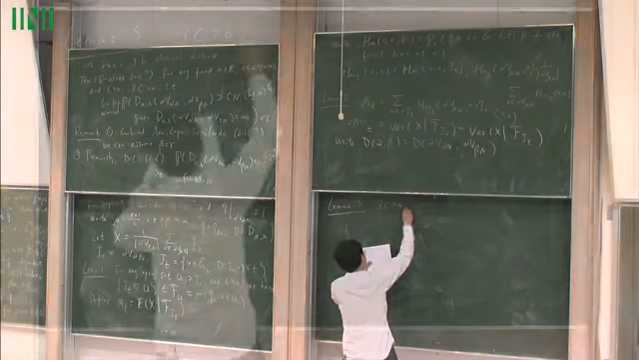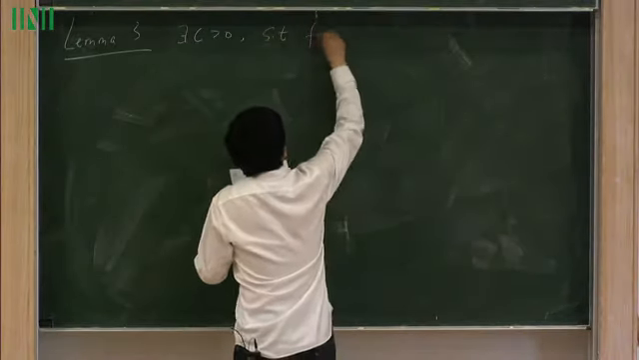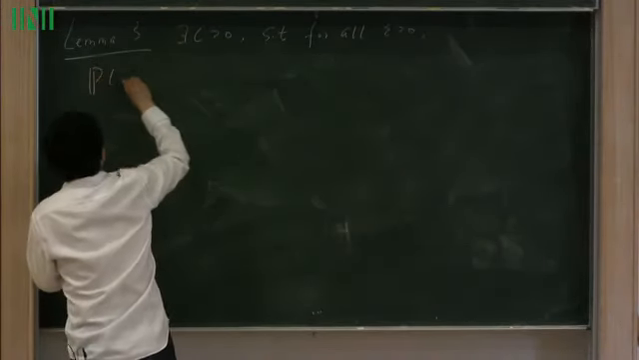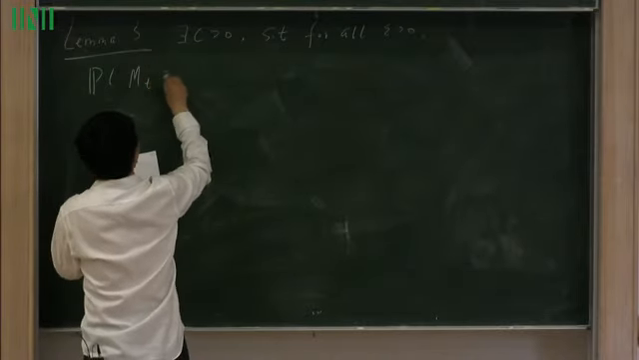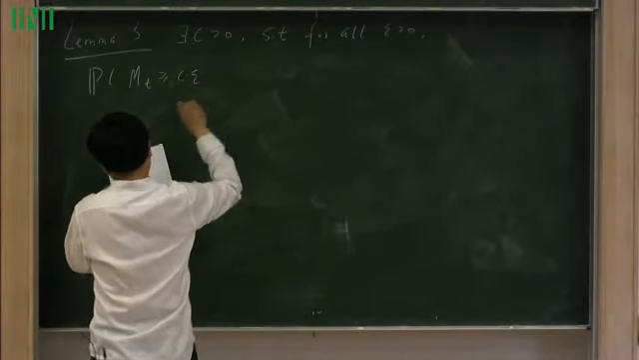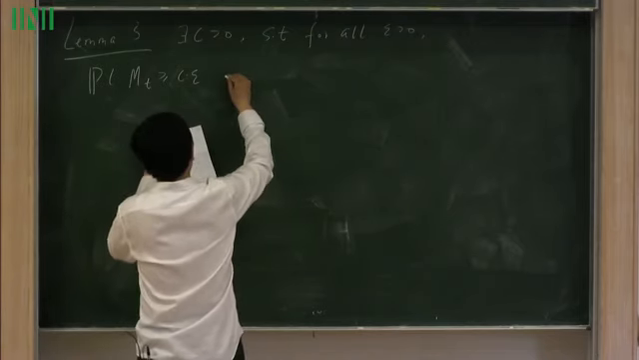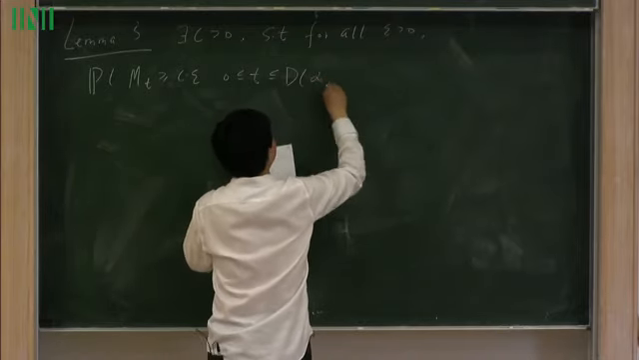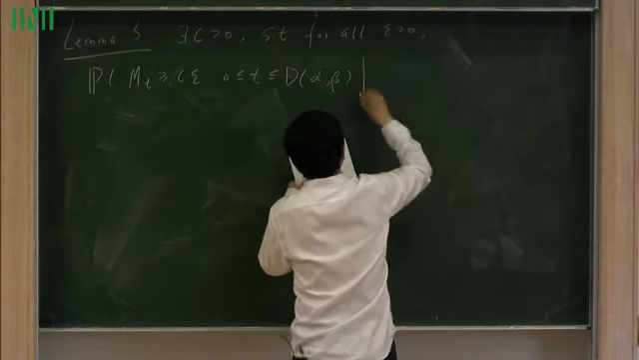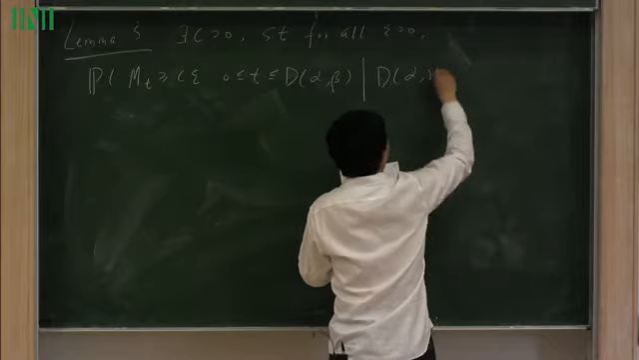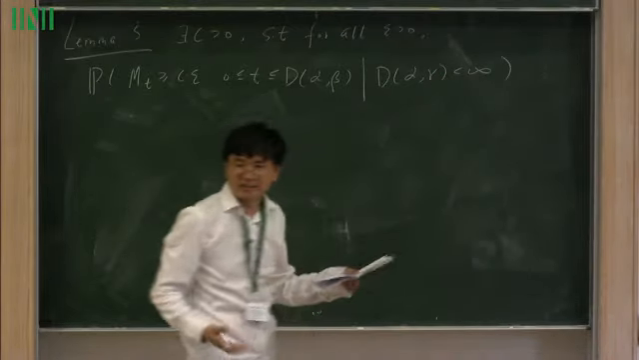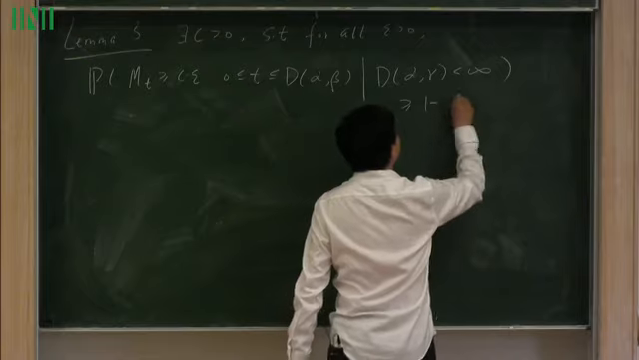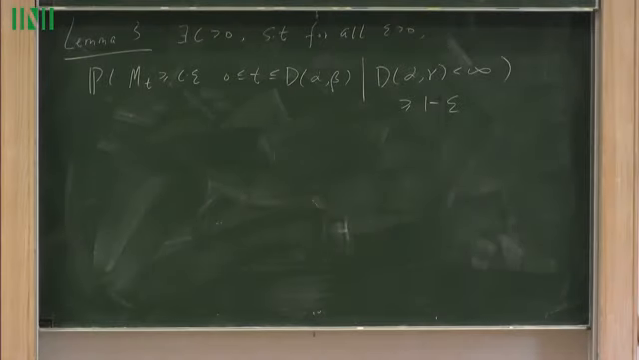There exists a constant c such that for all epsilon positive, the probability that the martingale is larger than c times epsilon for all times between 0 and d(alpha, beta), given that d(alpha, gamma) is finite, that is to say given percolation, is with high probability, with probability at least 1 minus epsilon.